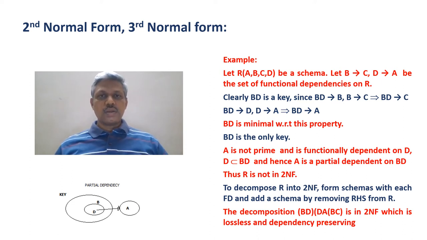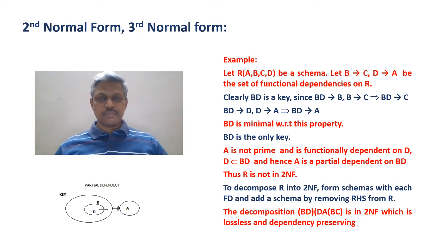So in this case, what I am doing, BC is one schema, DA is one schema, and the original schema consists of ABCD, and the right-hand side parts are C, A. If I remove C, A from ABCD, I get BD. So BD is one schema, DA is one schema, and BC is another schema, and these three schemas put together are in second normal form.